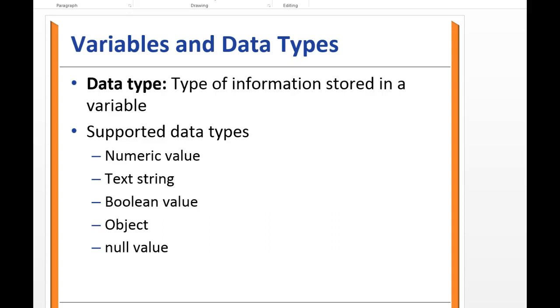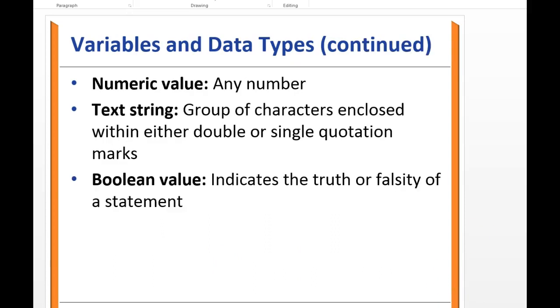Now let's look at the data types. JavaScript variables can store different types of information, which we call data types. The data types could be a numeric value, text string, Boolean value, object, or it could be a null value. A numeric value is any number. It could be 13, 22, 3.4, and so on. A text string is a group of characters enclosed with either double or single quotation marks.